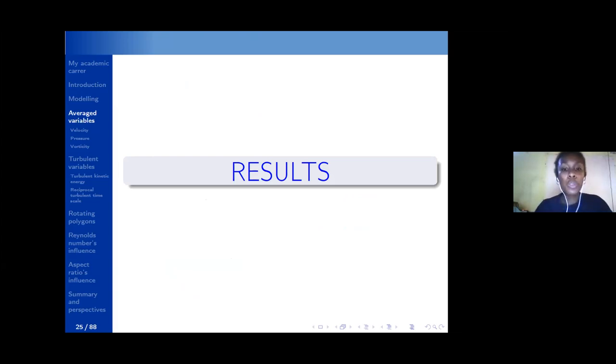Now we are going to see the results. We are going to start with averaged variables, the average that we obtained with the decomposition. So we have the means, and then we are going to see the turbulent variables, which contains the information of the fluctuations.